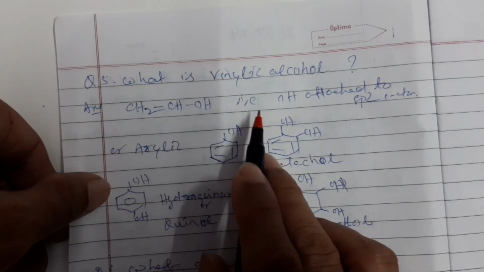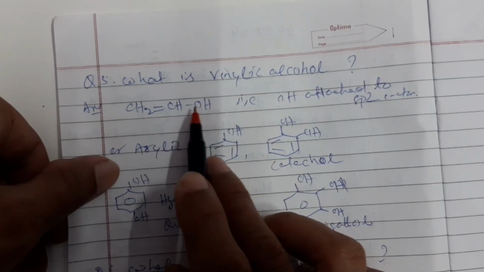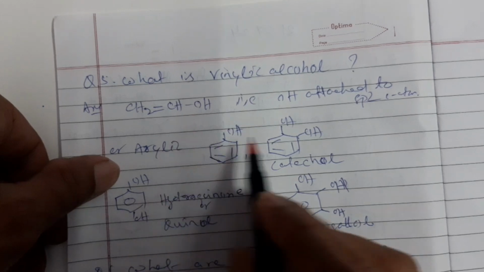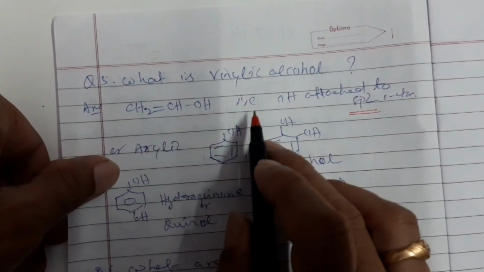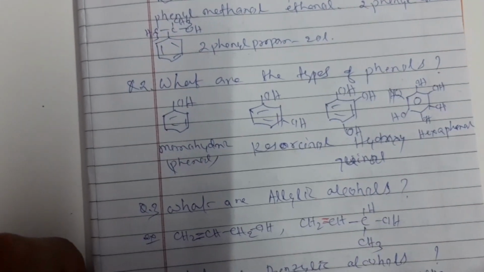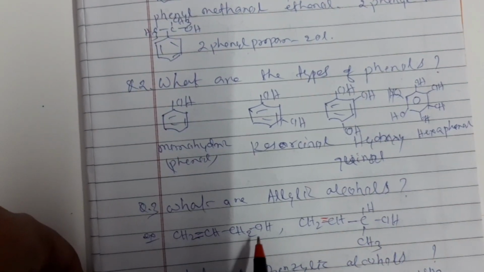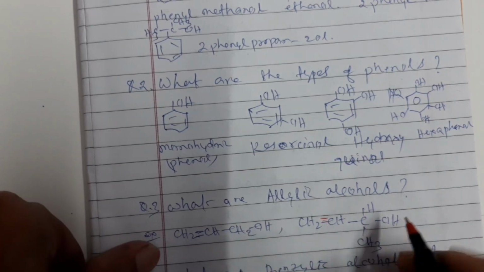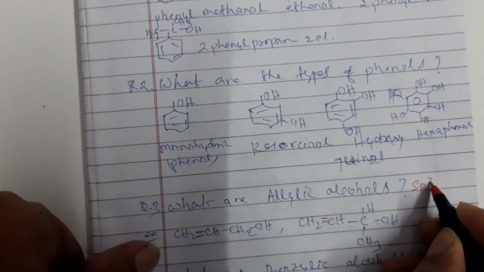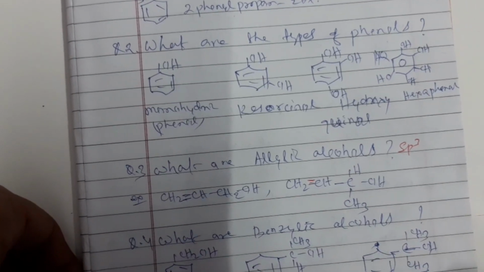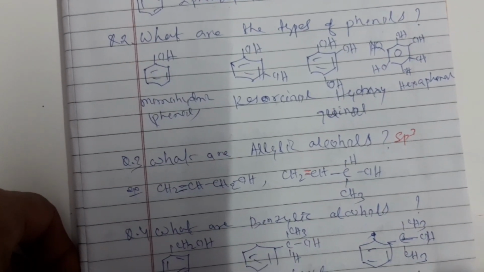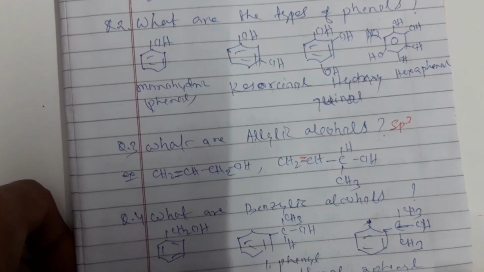Okay. So these OH groups are attached to sp2 carbon atoms. But here in the allylic, the OH is attached to the sp3 hybridized carbon atom. Okay. So these are the confusing points you have to remember. You should not get confused.